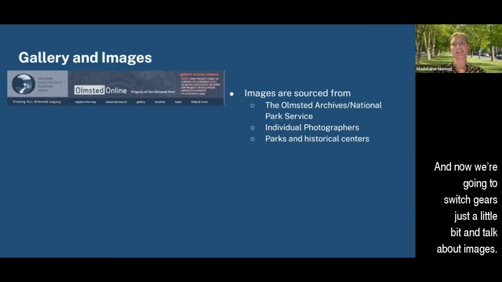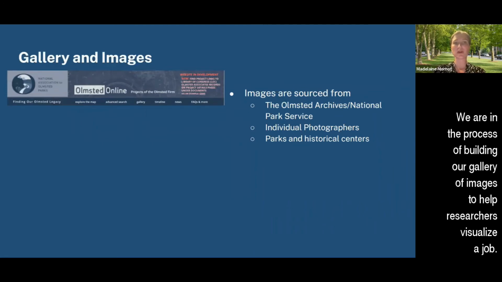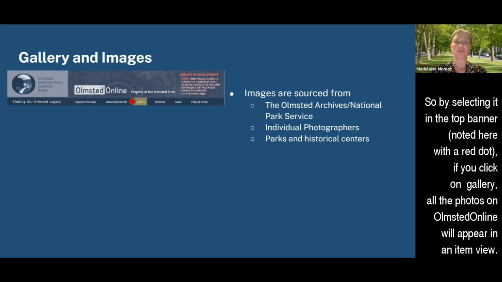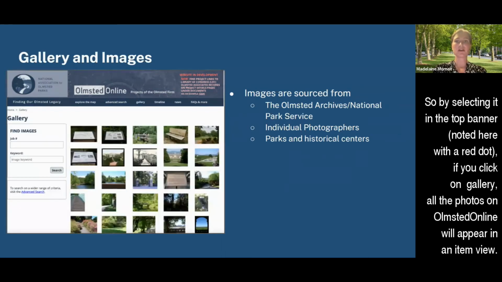And now we're going to switch gears just a little bit and talk about images. We are in the process of building our gallery of images to help researchers visualize a job. But in addition to finding images for a job through the project details page, you can access the full gallery on Olmsted Online. So by selecting it in the top banner, noted here with a red dot, if you click on gallery, all of the photos on Olmsted Online will appear in an item view.